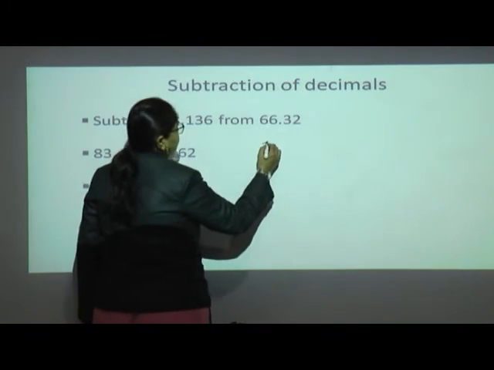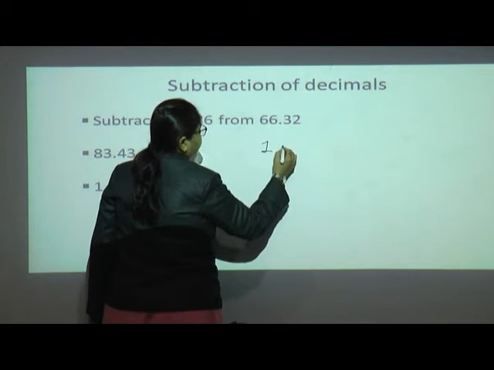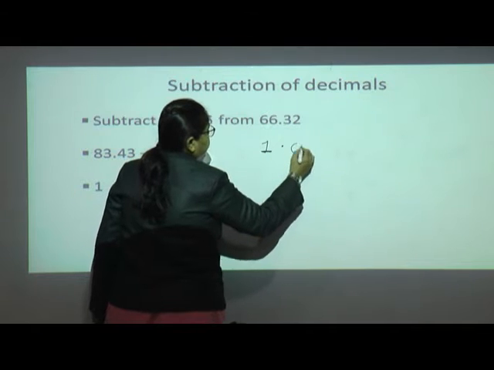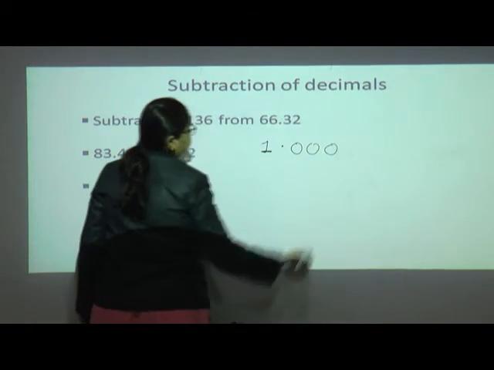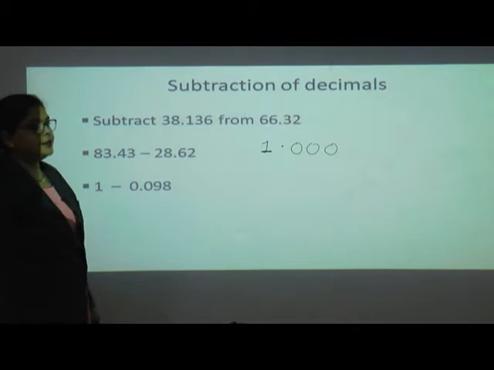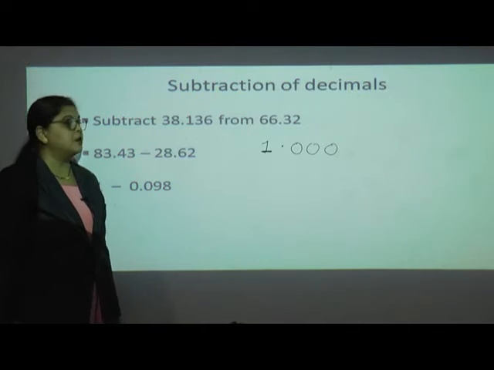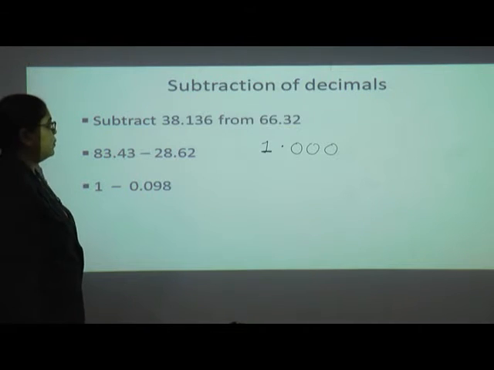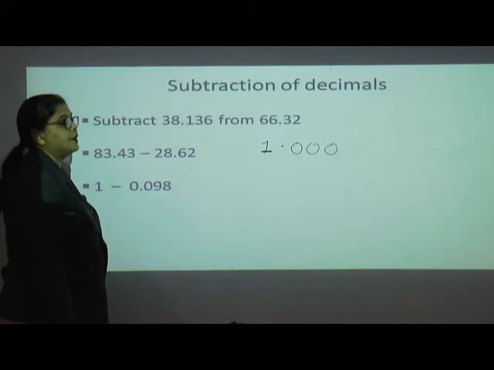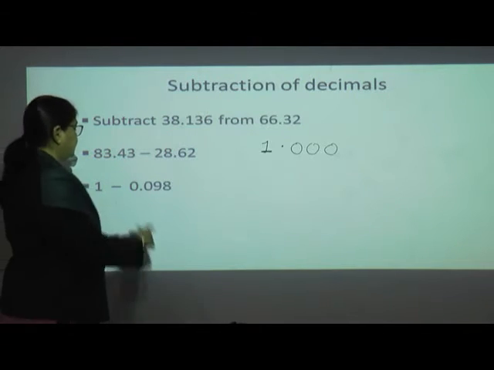It is 1 minus. 1 minus means what? This is 1, and I can write 0, 0 after it. This is 1 rupee I can say. It's not 10,000 rupees. It is only 1 rupee, because after the decimal there is no paise, it is 0.